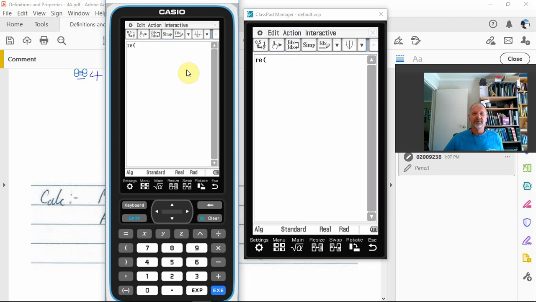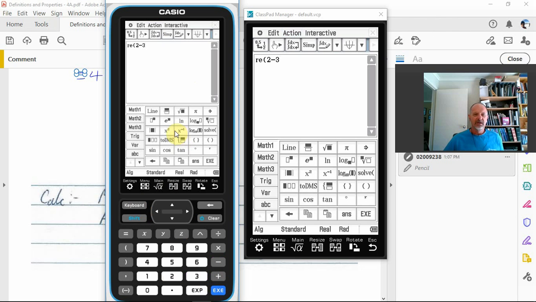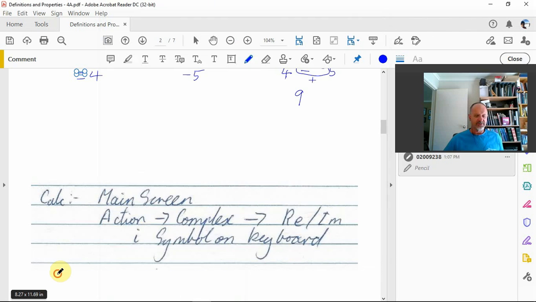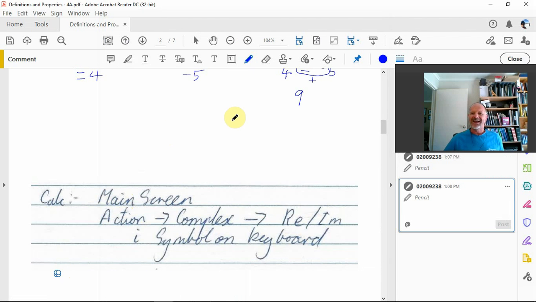All right, so real part of 2 minus 3, and then if you want an i, go here, maths 2, there's your i. Put that in complex just in case, then go EXE, so the real part is 2. All right, so there's that. I wasn't going to do that, but anyway, done now.